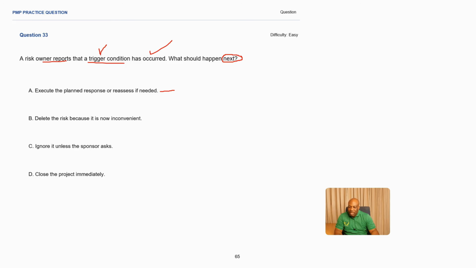Okay, so B, delete the risk because it is now inconvenient. You don't delete risks in a project. Keep the history, making this incorrect. Then on C, ignore it unless the sponsor asks.